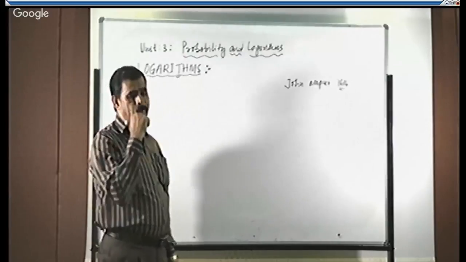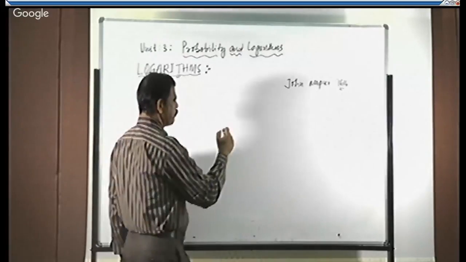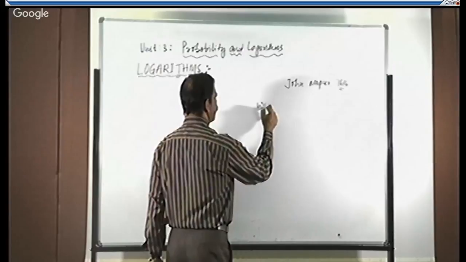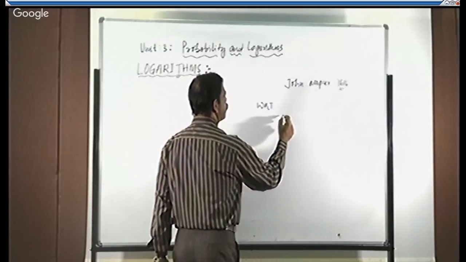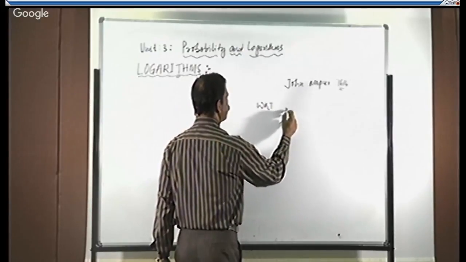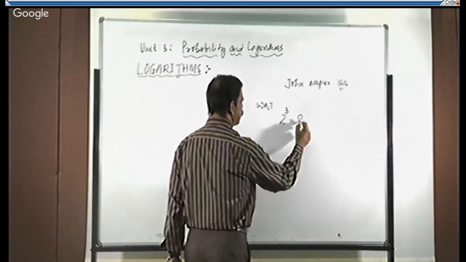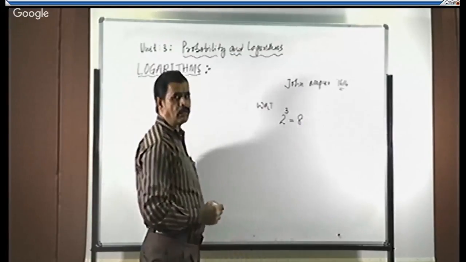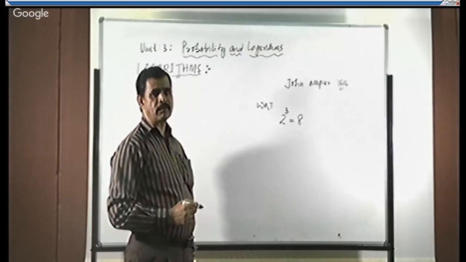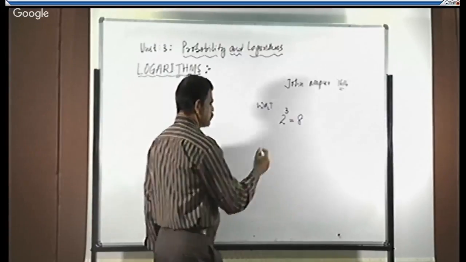Then what is logarithm? So as we know that, I will start from this. As we know that 2 to the power of 3 is equal to how much? It is 8. 2 into 2 into 2. 2 cube, that is equal to 8.